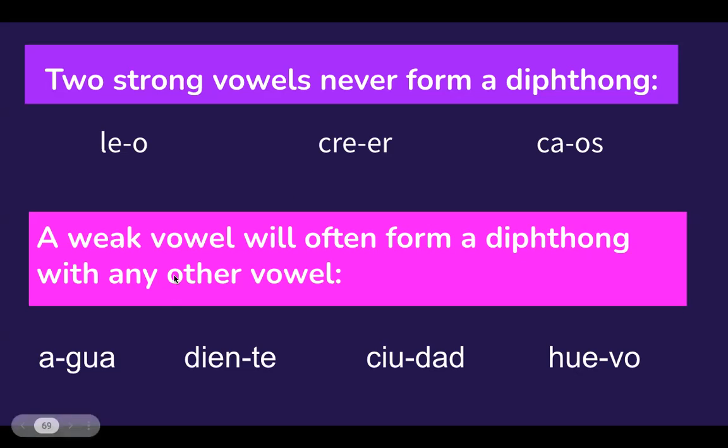It is very common for a weak vowel to form a diphthong with any other vowel, be it a strong vowel or a weak vowel, in the same syllable. Agua, the U and A are a diphthong. Diente, I-E. Ciudad, I and U, those are weak vowels. Huevo, here is a weak vowel followed by a strong vowel.